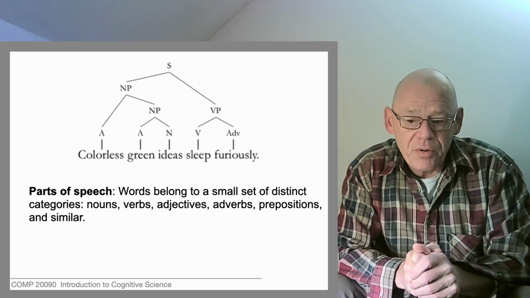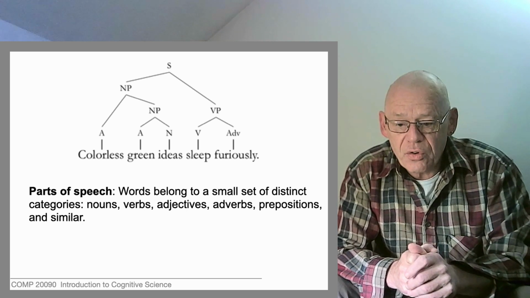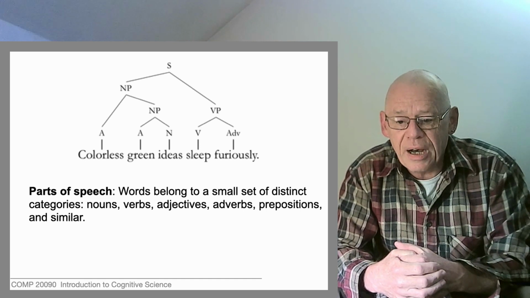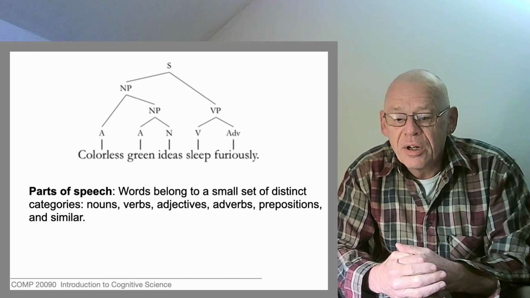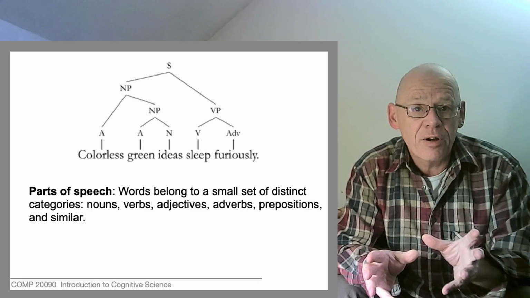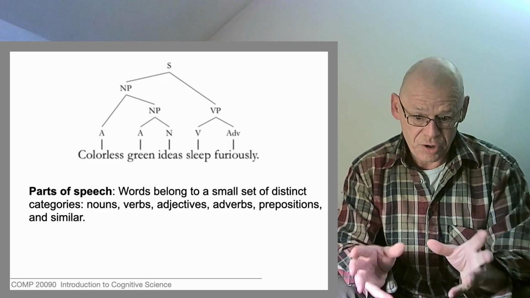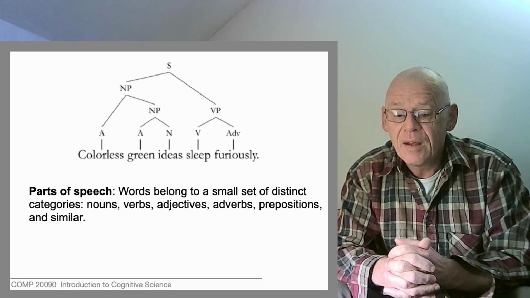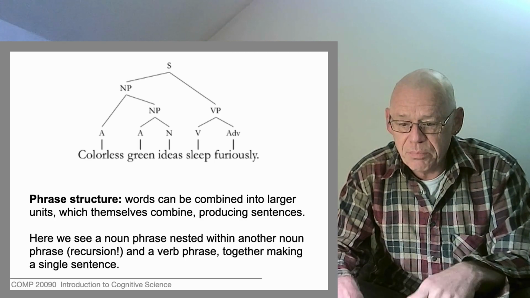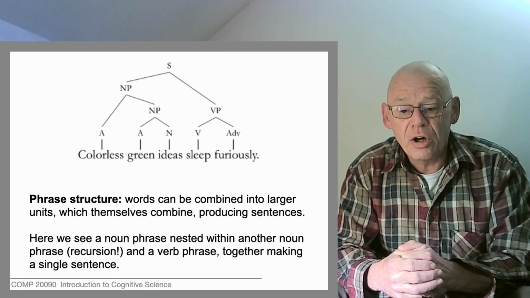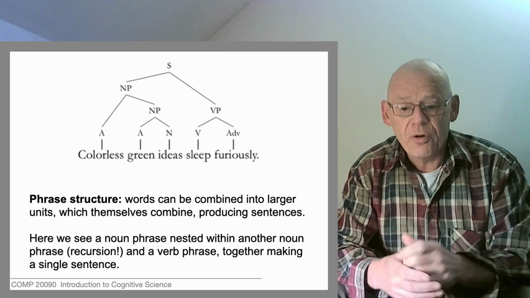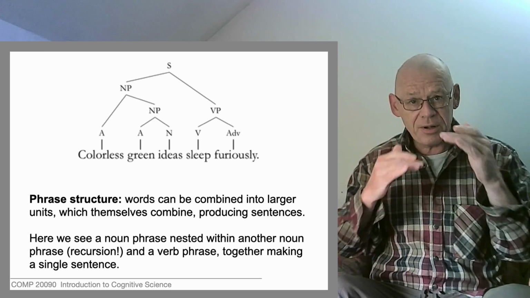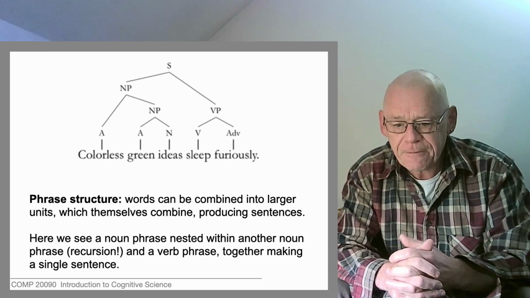So adjectives, as we've said, modify nouns. And so you can see here green ideas, an adjective and a noun, together form what's called a noun phrase. So this conjunction of two words, green ideas, could occur in other contexts as well. Furthermore, here, let's build this tree a bit more. Colorless green ideas forms another noun phrase, a larger noun phrase with a noun phrase within it. Do you see how this tree is being built up?